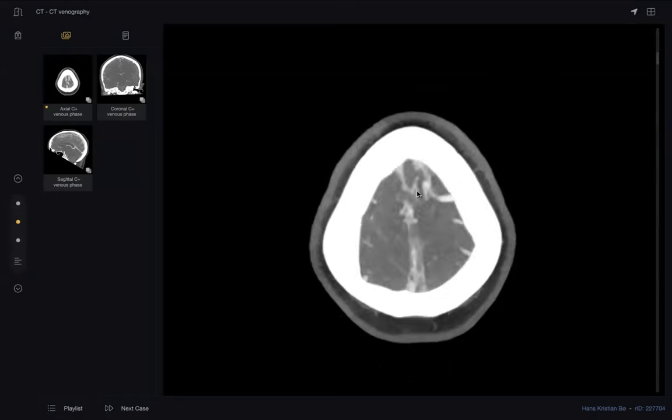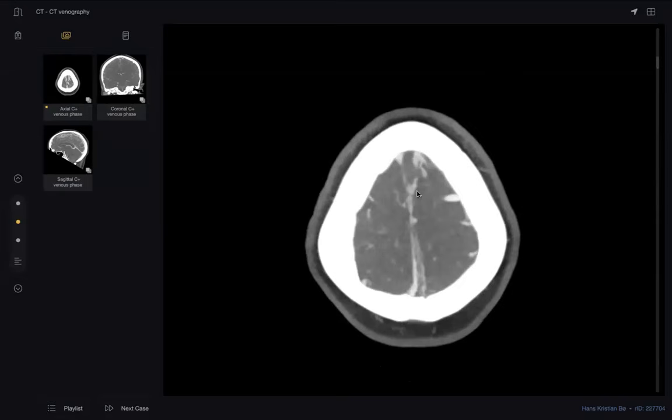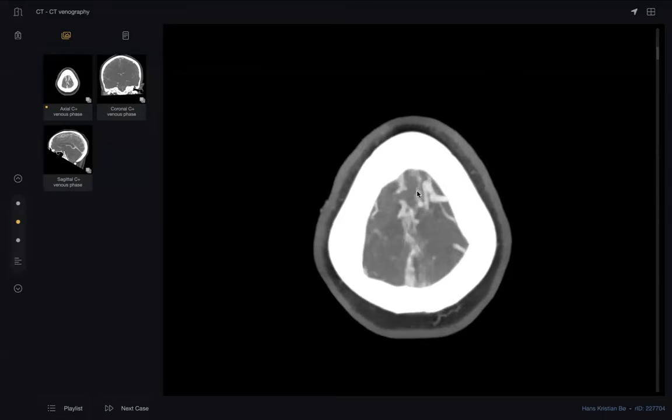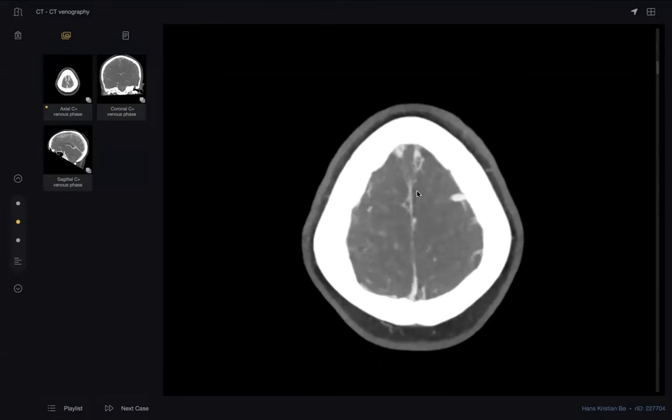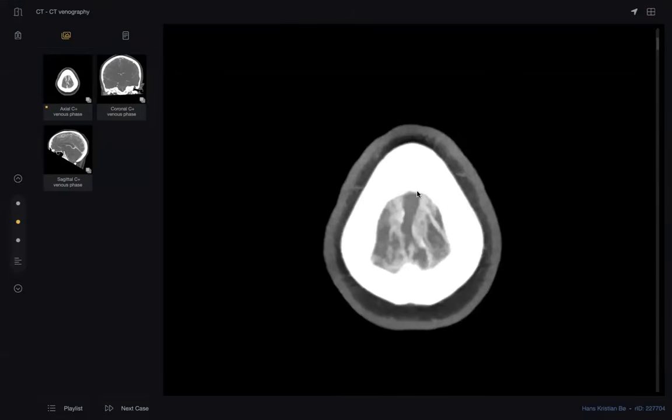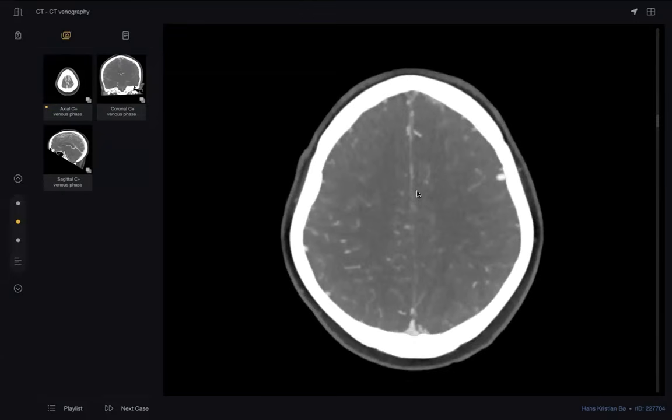Why? Because why would the examiner give you a post contrast CT in venous phase in the brain? This is venography. Look here, doctor. See, CT venography. Did you see it? Can you see it? CT venography. Anyway, you did very well.